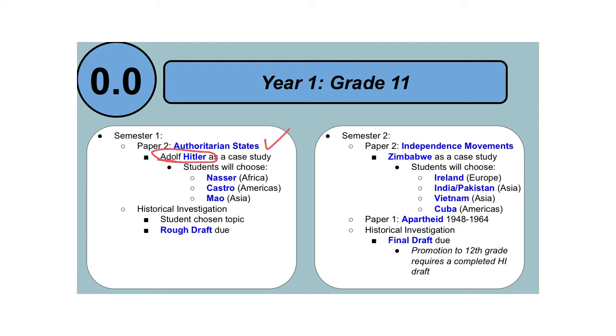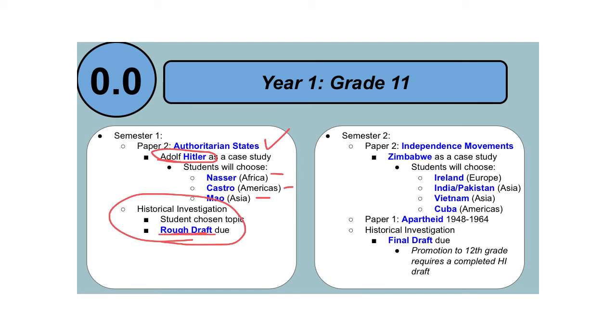Once we have completed our case study, you will be given a choice that you get to make on your own. You can choose between Nasser of Egypt, Castro from Cuba, or Mao from China. You get to choose which of those authoritarian leaders you wish to investigate on your own, and you will be given time in class to do a compare and contrast between Adolf Hitler and the authoritarian leader of your choice. And then you will round out your first semester with, yes, your historical investigation, and that is correct, you do see that.